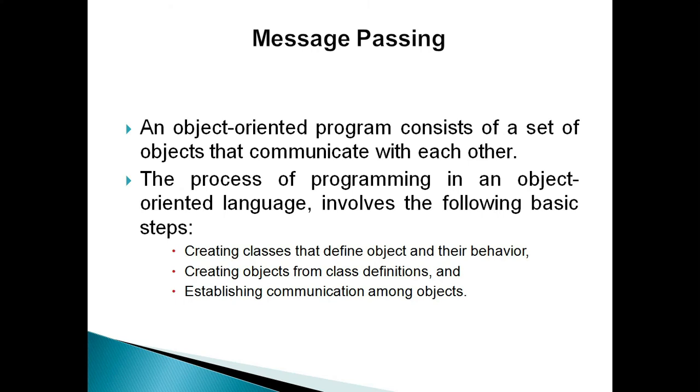These objects communicate with each other by sending and receiving information. A message to an object is a request for execution of a procedure, and therefore it will involve a function in the receiving object that generates the desired result. As a result, it involves the name of the object, the name of the function, and the information to be sent.